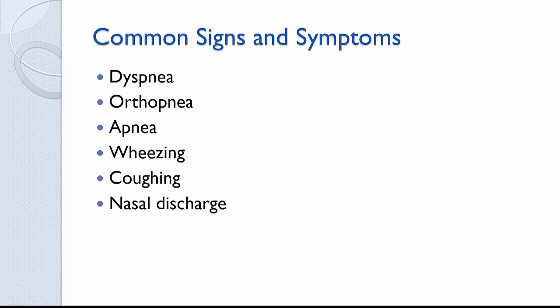When we start talking about these diseases, we need to know signs and symptoms, and it's basically a review of your Bachelor's of Nursing programs, the materials from there, but just a very quick review. Dyspnea, orthopnea, apnea, wheezing, and coughing, nasal discharge. These are the signs and symptoms you will see in patients in primary care most of the time.